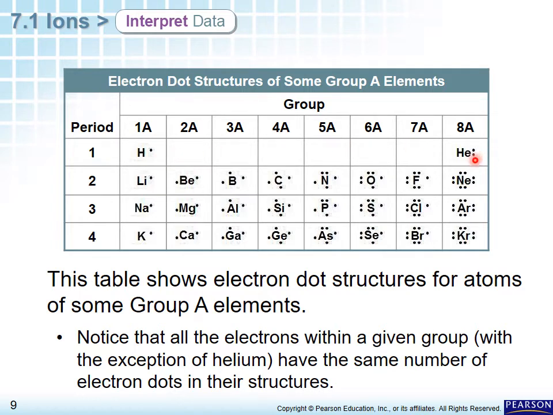It shows that the outermost shell of hydrogen has only 1 electron. Helium has 2 electrons in the outermost shell. For lithium, 1. Remember, lithium has atomic number 3, with 2 electrons in the first shell and the third electron present in the outermost shell. So one dot means one electron in the outermost shell. Same thing: beryllium 2, boron 3, carbon how many dots? 4. Nitrogen how many? 5.